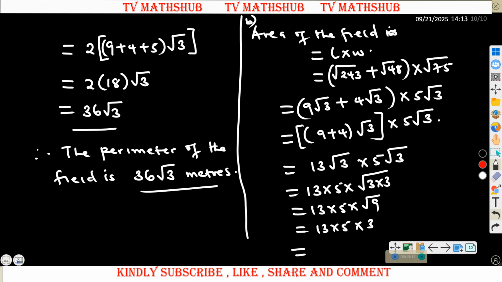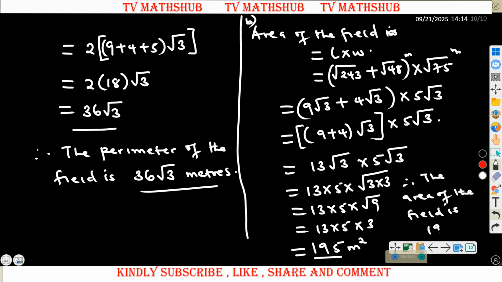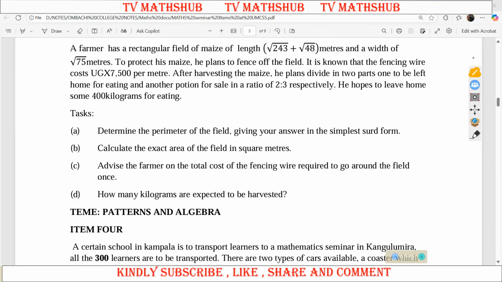And 13 times 5 times 3 will give us 195. 195 meters squared, because you are multiplying meters by meters. So this will be the area of the field. So therefore, the area of the field is 195 meters squared. And part B will be answered.